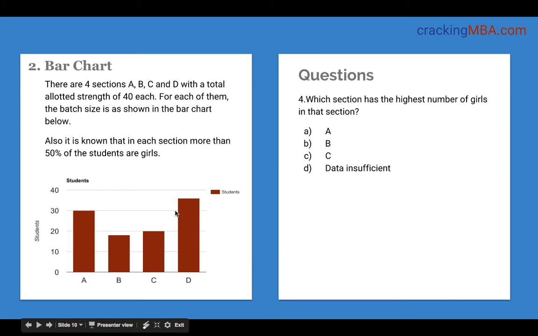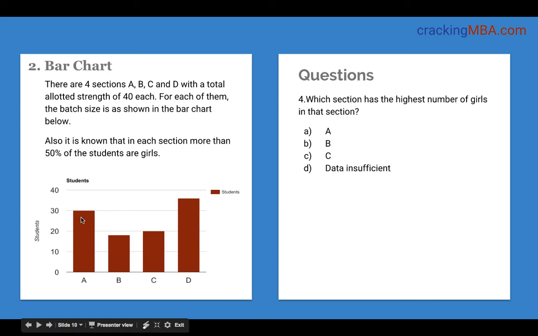But can we say which class exactly has the most number of girls? Maybe not. Let's see how. For example, section D has 18 girls, whereas section C can have at least 10 girls. But it is possible that in section C, all the students are girls, which means there could be 20 girls in section C and just 18 girls in section D, right?